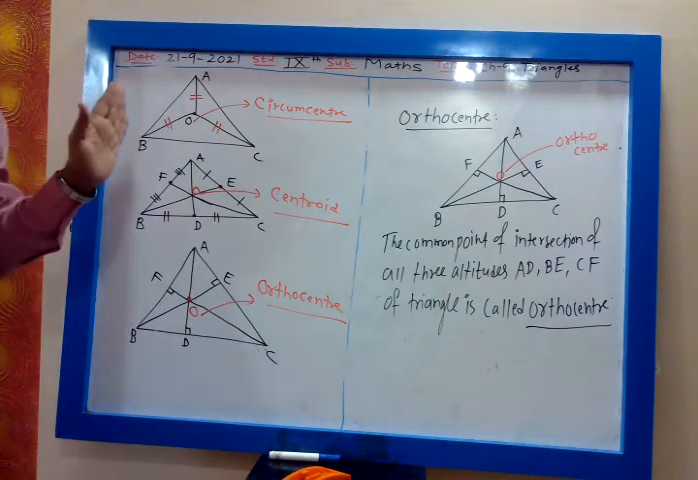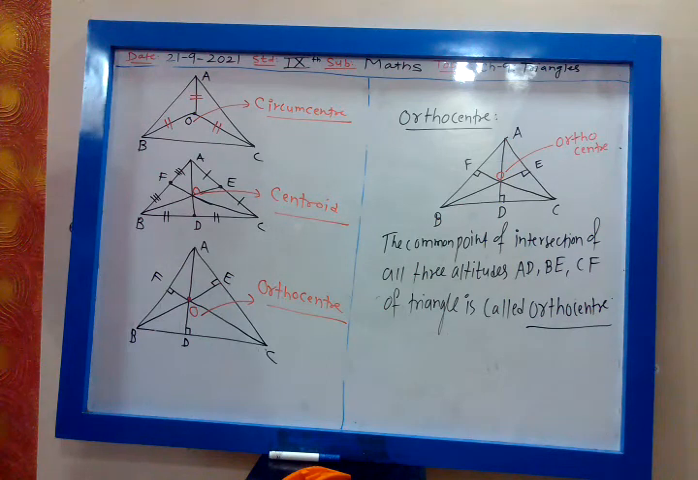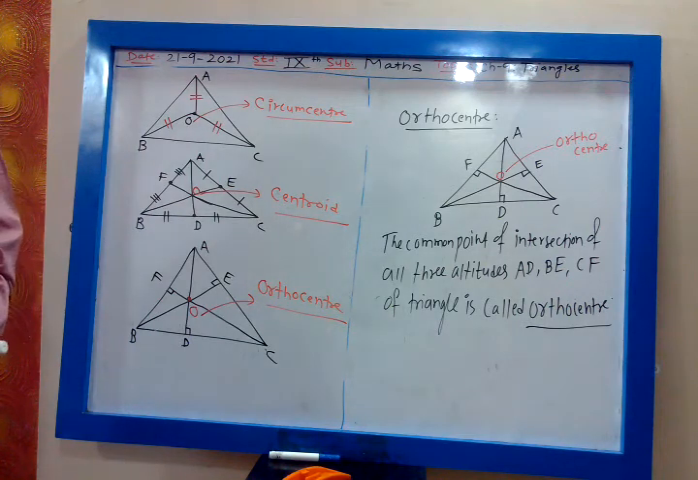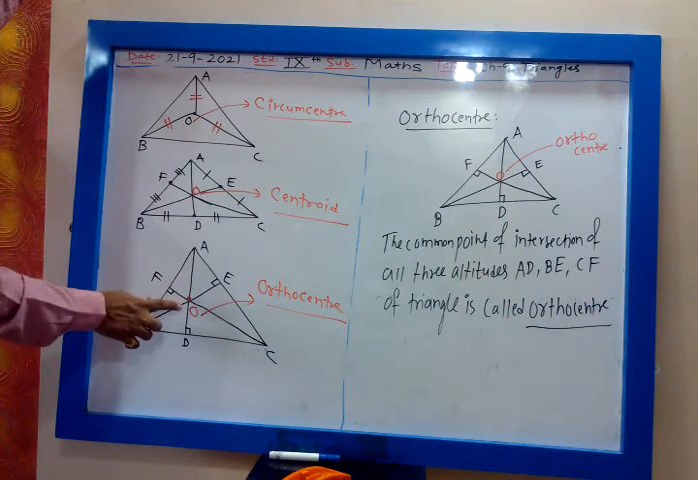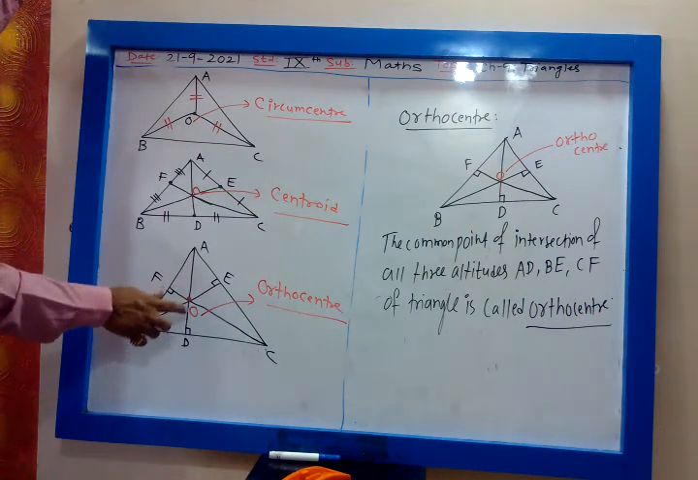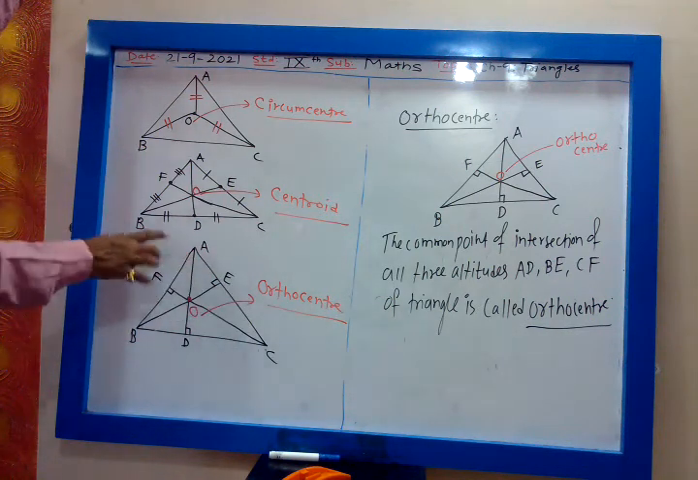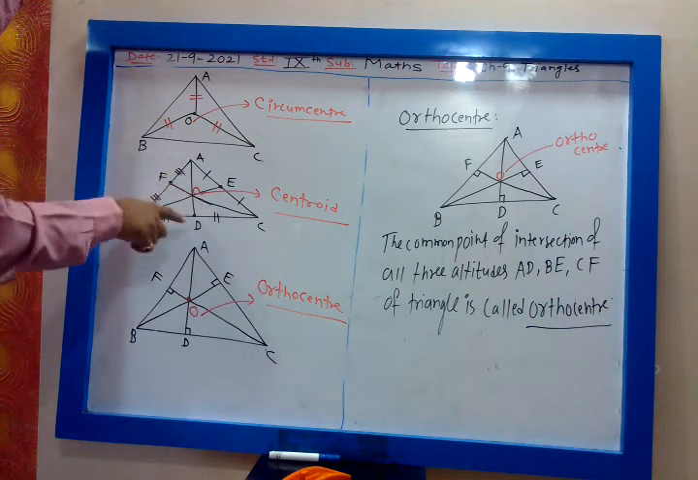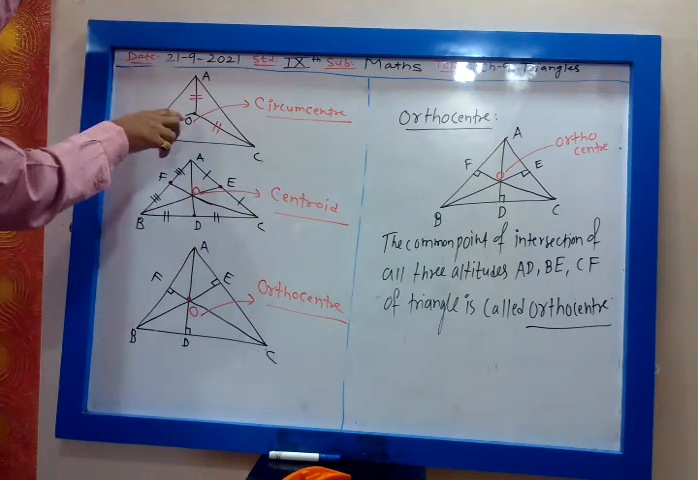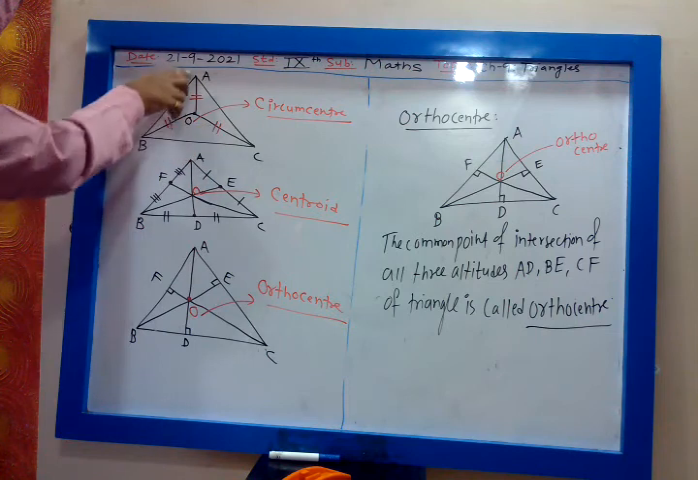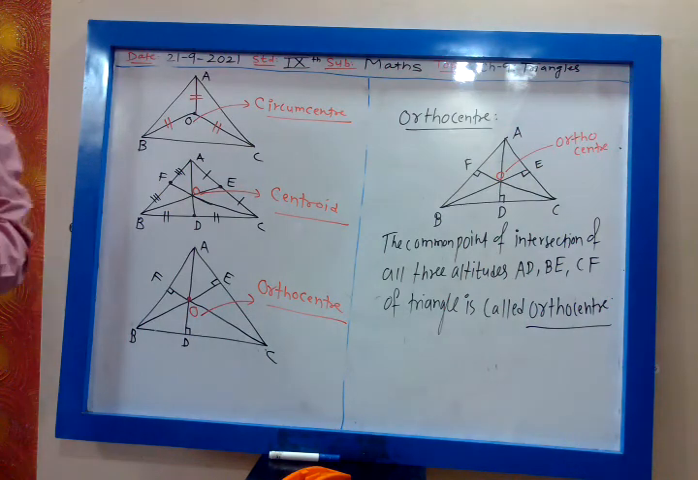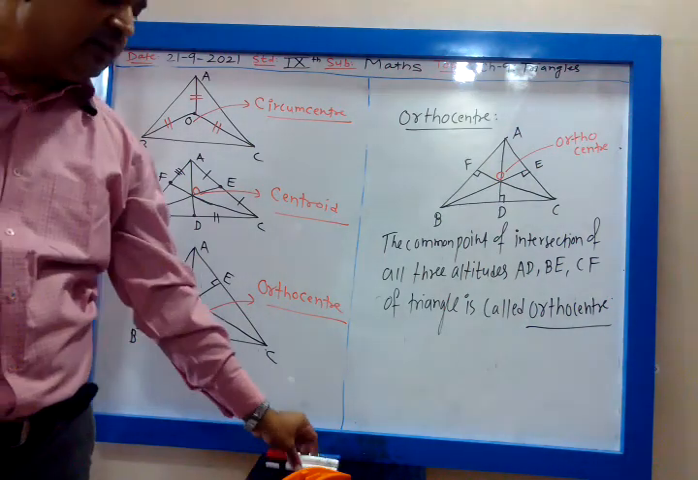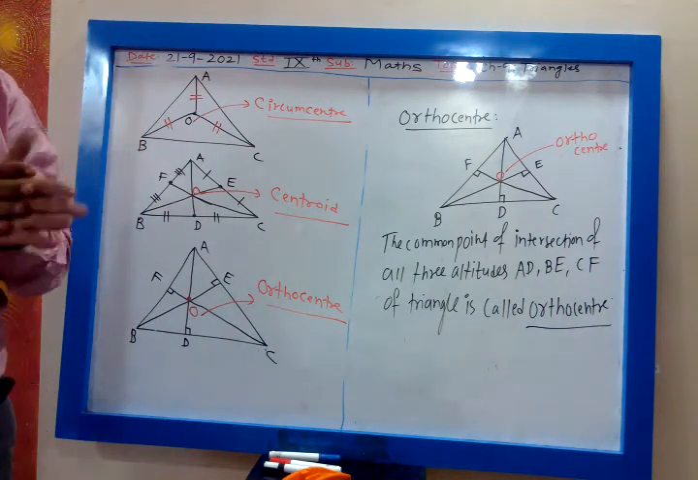All three concepts are there in front of you: circumcenter, centroid and orthocenter. Yes, any confusion anywhere, you ask. The common point of intersection of altitudes is called the orthocenter. The point of intersection of all three medians is called the centroid, and the point within the triangle from which all three vertices are at equal distance is called the circumcenter of the triangle. So circumcenter, centroid, orthocenter, next year also you will come across in geometry. So perfect clarity should be there.